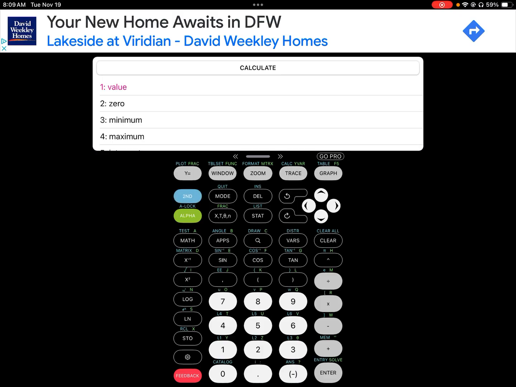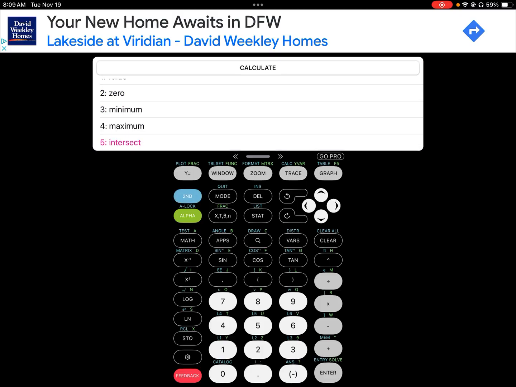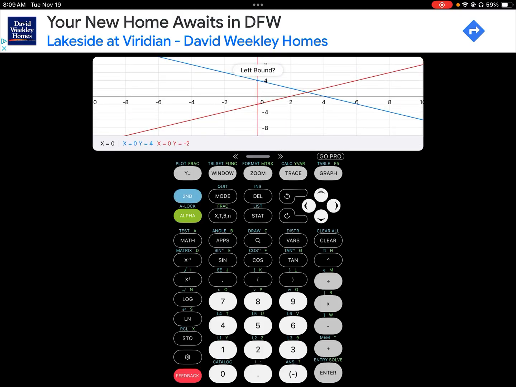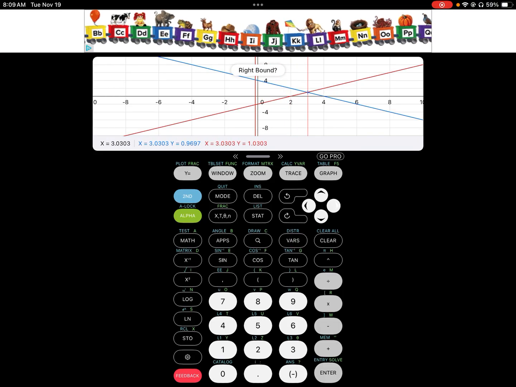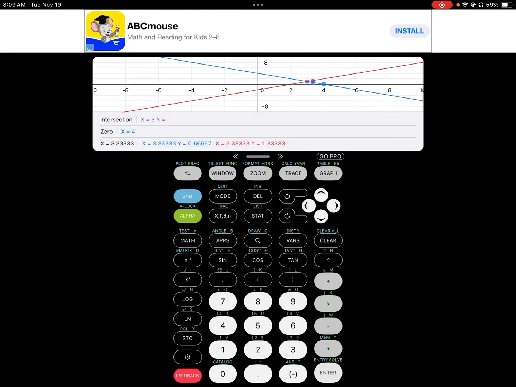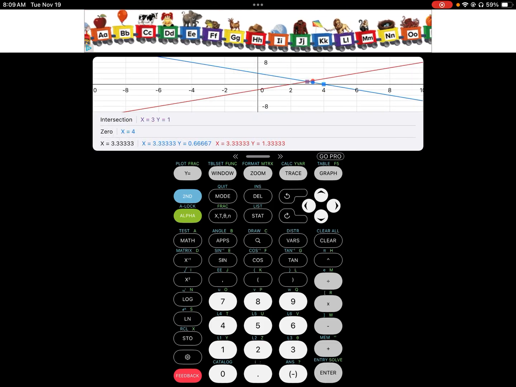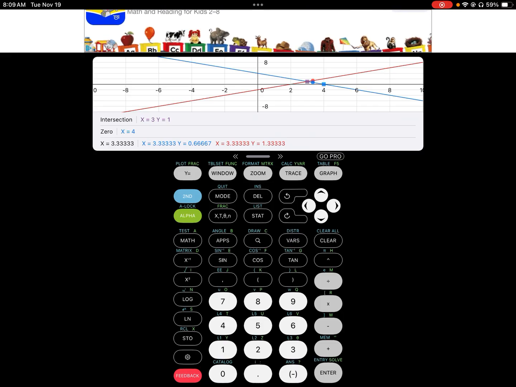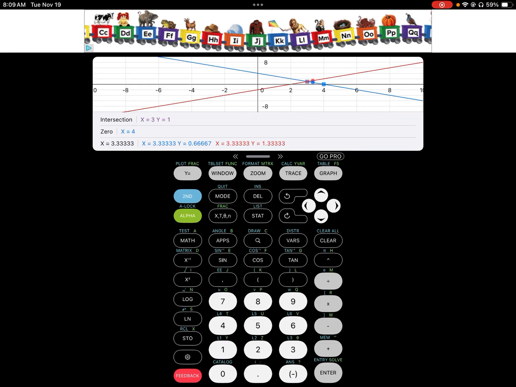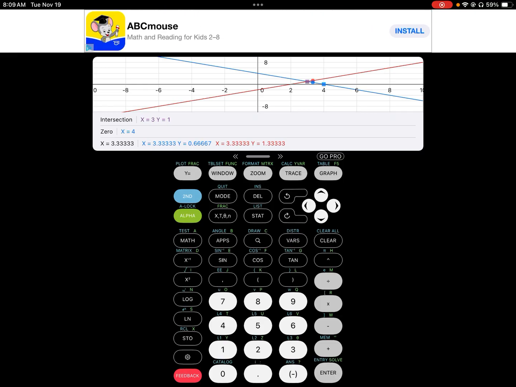Let's try that again. Left bound. Oh, I got to go over to right bound. Right bound. Guess, enter. Okay, so the intersection is right there. It says x is 3, y is 1. I think it looks different on y'all's calculator. So it is 3, 1.